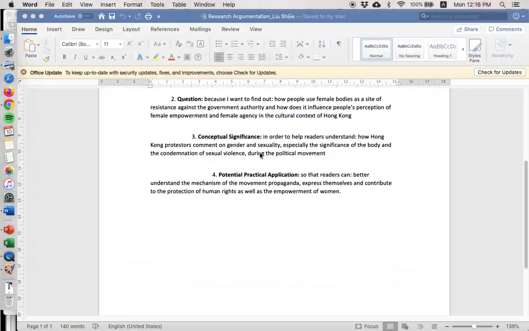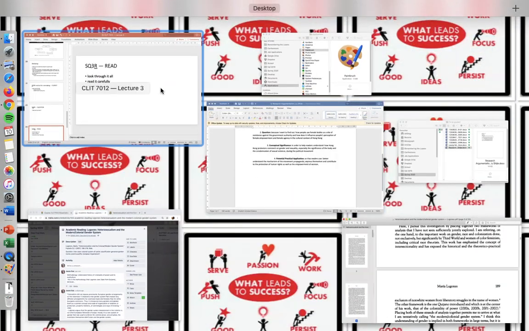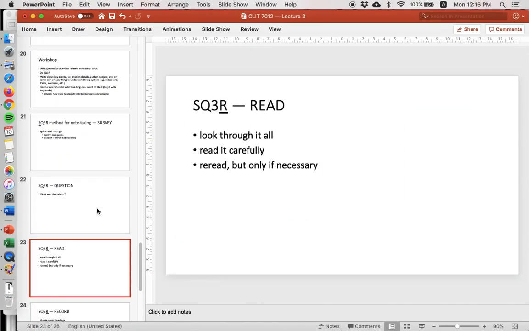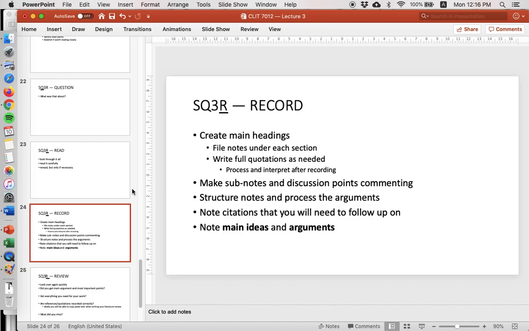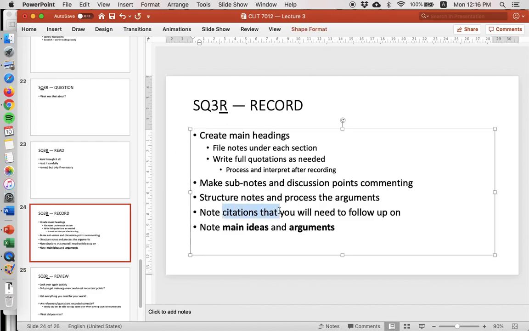Not everything is going to make it into my essay, okay? But I'm reading it very carefully, and I'm taking good notes, all right? And record, okay? So this is what I was just doing there. You note the main ideas and the arguments. Note citations you need to follow up. Structure your notes and process the arguments. Make subnotes and discussion points, commenting. So create those main headings too, okay?